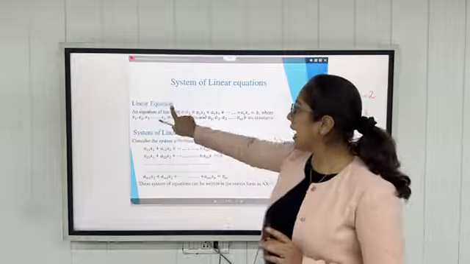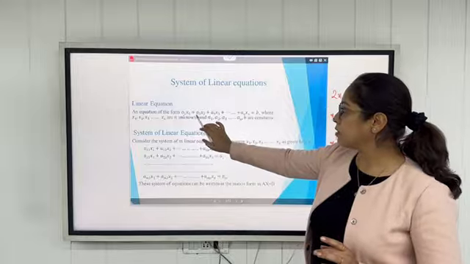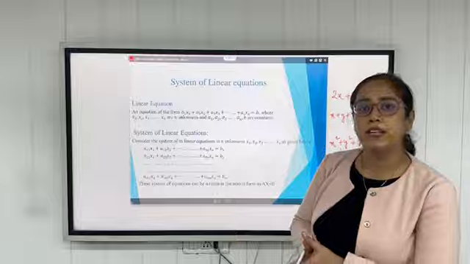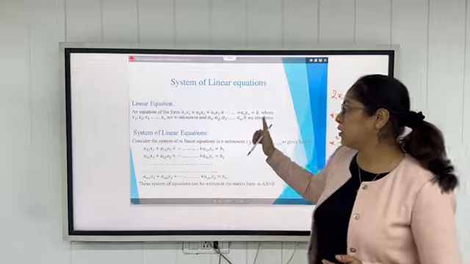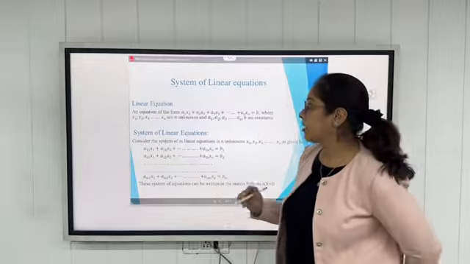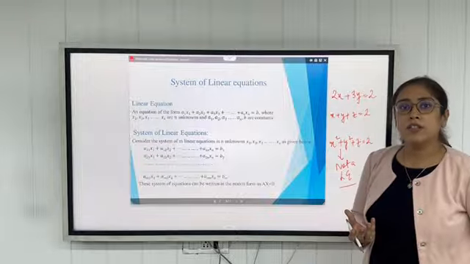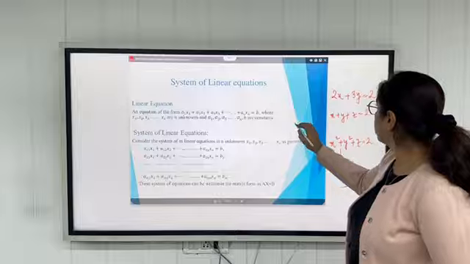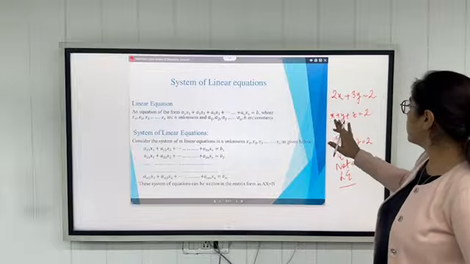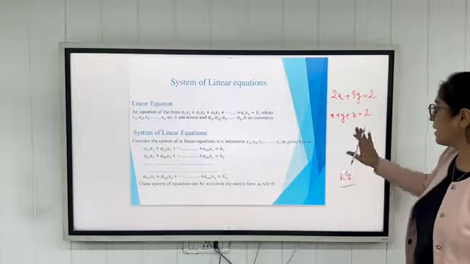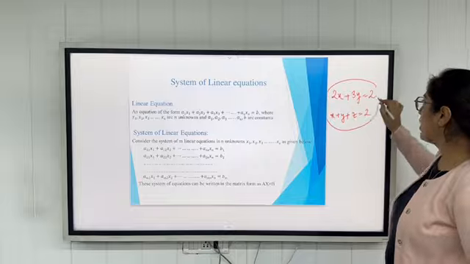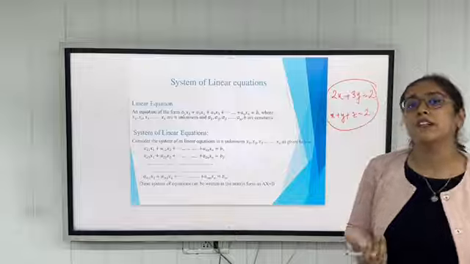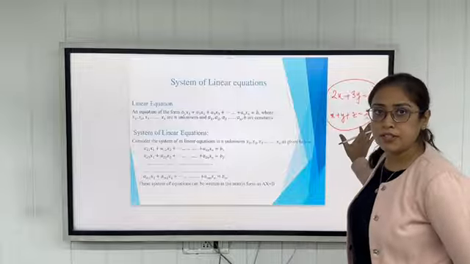In general, any linear equation can be written as a1x1 plus a2x2 plus a3x3 plus up to anxn is equal to b, where x1, x2 up to xn are the unknowns and a1, a2, up to an and b are the constants. And if we have more than one linear equation, then we say that it is a system of linear equations. For example, 2x plus 3y is equal to 2 and x plus y plus z is equal to 2, this is called a system of linear equations, and in the coming slides we will see how to find the solution for this system of linear equations.